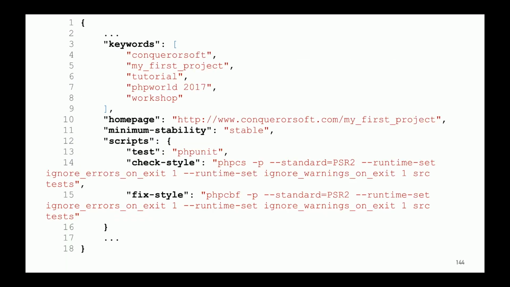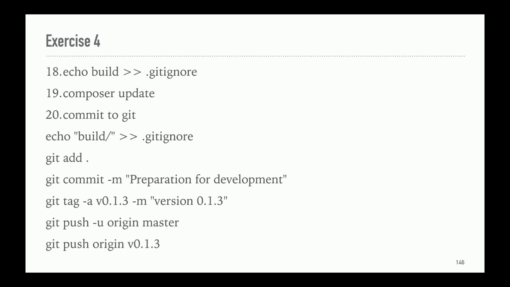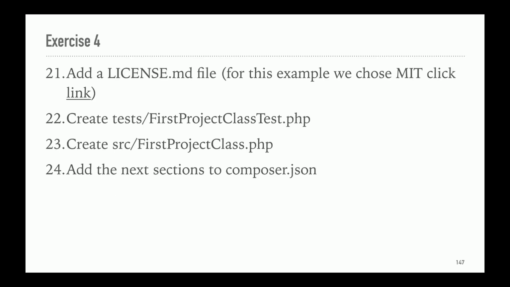And then we would start enriching the composer file. In this case, we are adding the same scripts that we had. If we have any homepage for the repository, the keywords, since we are going to upload that to PHP packages, we would create the PHPUnit file and prepare for development, add license, and we would add the test for our classes and the class that we are going to use.